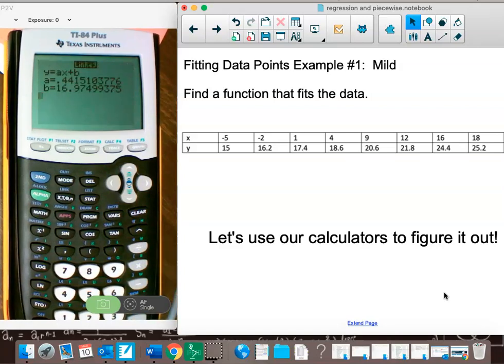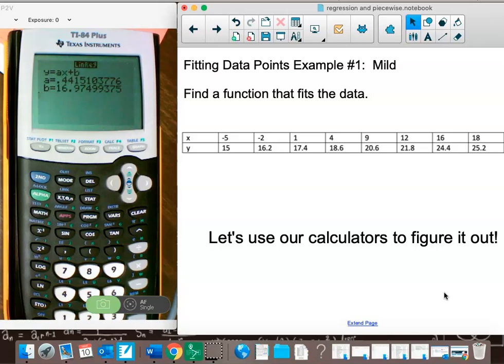And there's our equation. So if we were to write the equation of this line, it says above it, y equals ax plus b. And then it says a is around 0.44, and b is around 16.97. That's the equation of your line.